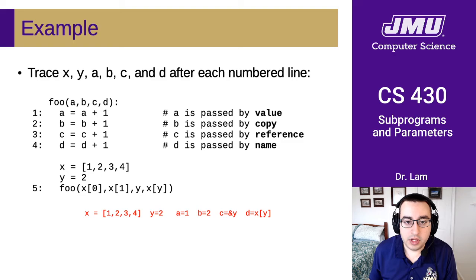Okay, so here is all the initial values. So at the beginning of foo, this is what the values are going to be. So we've got x being 1, 2, 3, 4. We've got y, which is 2, which is its initial value.